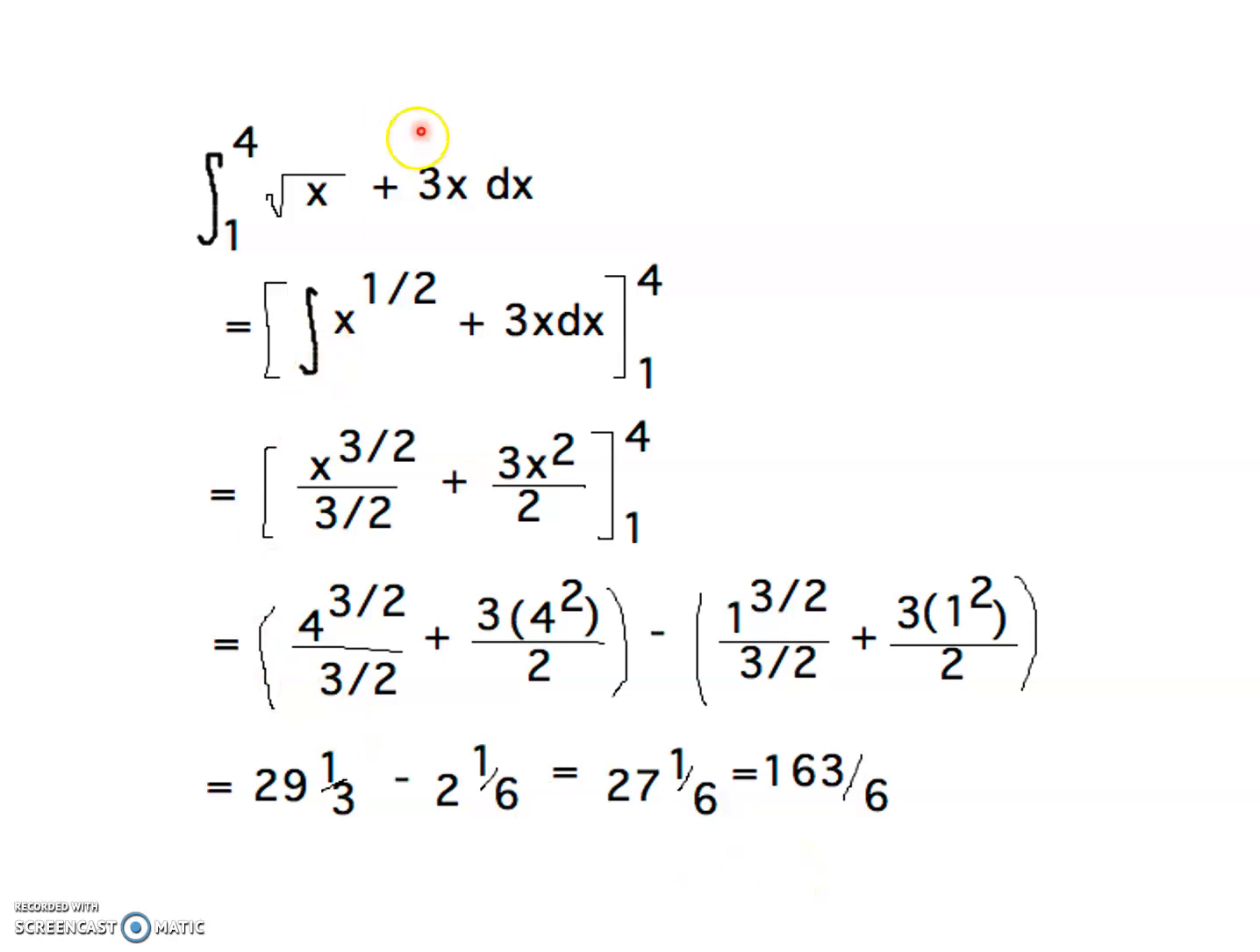Next example, the integration from 1 to 4 of root x plus 3x dx. We know that root of x we can write as x raised to 1 by 2, using the law of indices. Then substitute the value 3x dx, with 1 and 4 as the lower and upper limits.